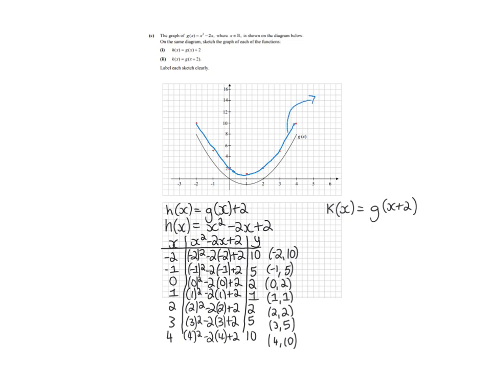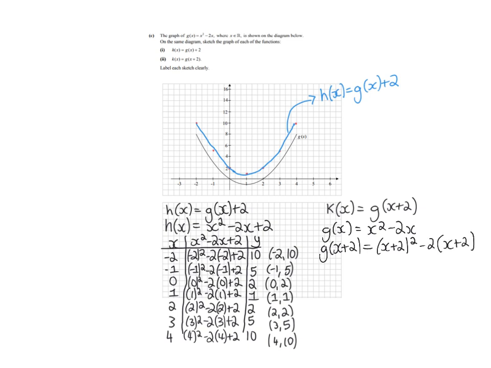So this here is h of x, which is equal to g of x plus 2. Then we need to do k of x. Now k of x is equal to g of x plus 2. We know that g of x is equal to x squared minus 2x, and we need g of x plus 2. So that's equal to x plus 2 squared minus 2 times x plus 2.